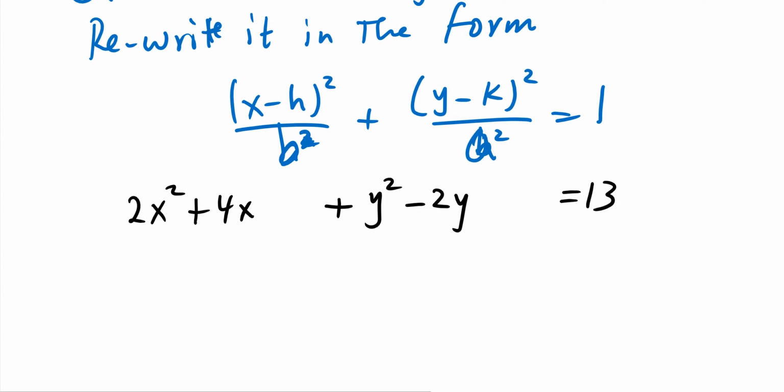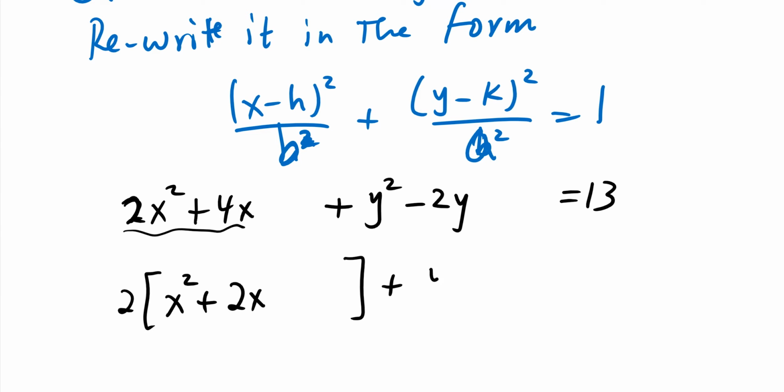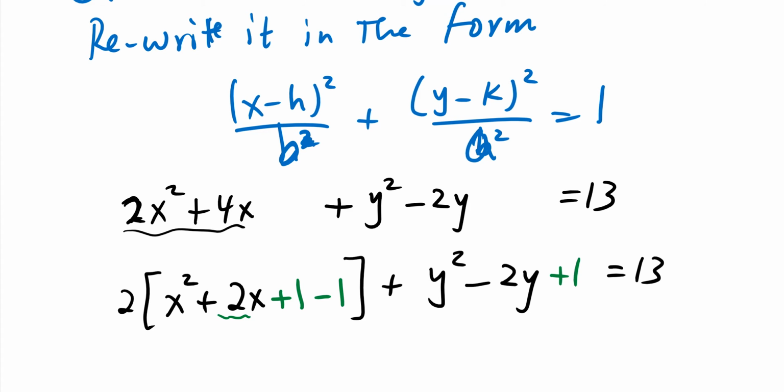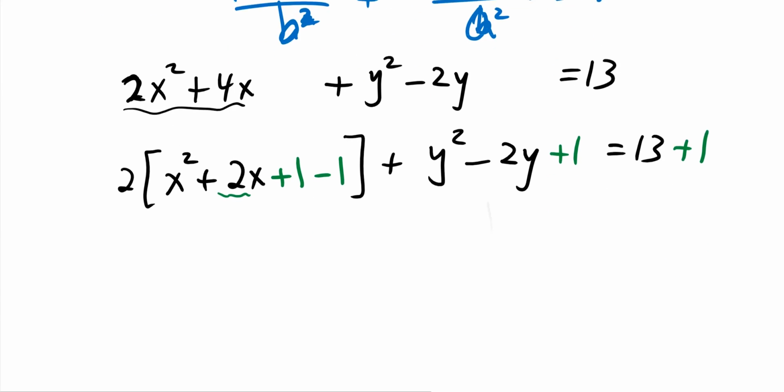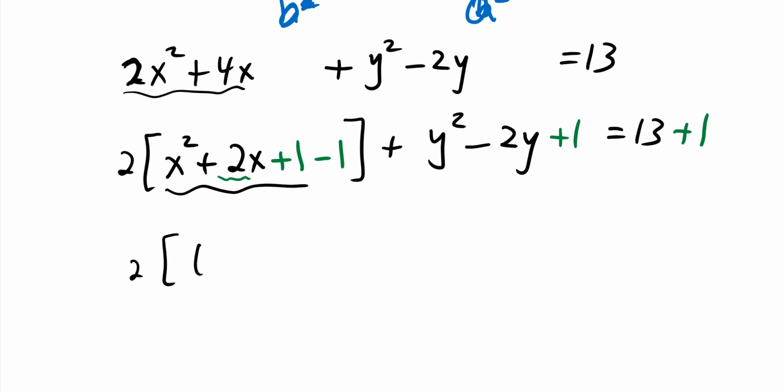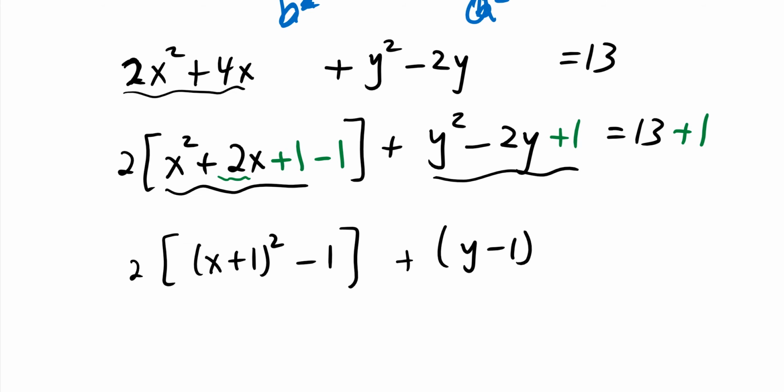In the first one, we can factor 2 out because this coefficient must be 1 first. So it's x squared plus 2x. Keep this the same, y squared minus 2y. Then we divide this by 2, you get 1. Squared, you get 1. So you add 1, subtract 1. For the y squared minus 2y, you divide that by 2, you get 1. Squared, you get 1. So you add 1 and add 1. So what we get here, we complete the square: (x plus 1) squared minus 1. Complete the square here: (y minus 1) squared equals 14.